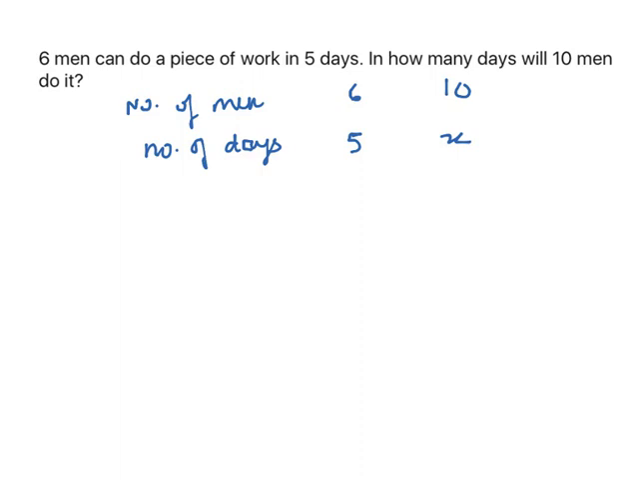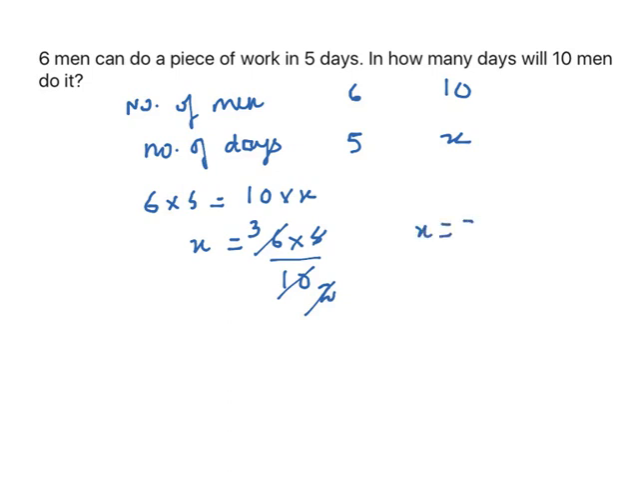So in that case, we can equate their products. That means 6 times 5 will be equal to 10 times x. In that case, x will be equal to 6 times 5 divided by 10. Here we can divide 10 by 5, that will be 2, and 6 divided by 2 will be 3. That is, x is equal to 3. That means 10 men will do the work in 3 days.